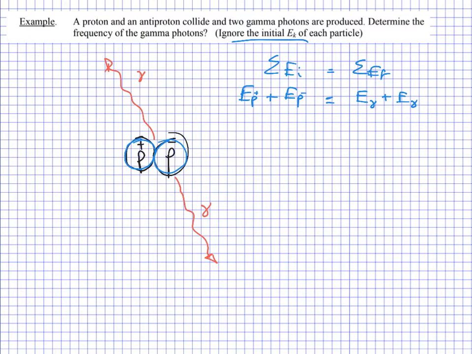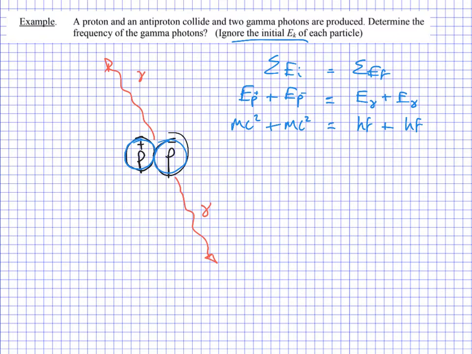Okay, what are we going to use to get our energies? Well, we can use Einstein's mc squared to get the energies of the protons and the antiprotons, because of course they have a mass, and then they'll turn into gamma photons which do not have a mass. And for the energy of a photon, we know that we can talk about hf. Okay, so we've got mc squared and mc squared and hf and hf.